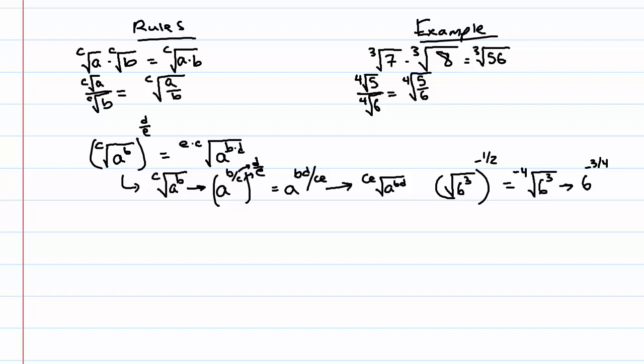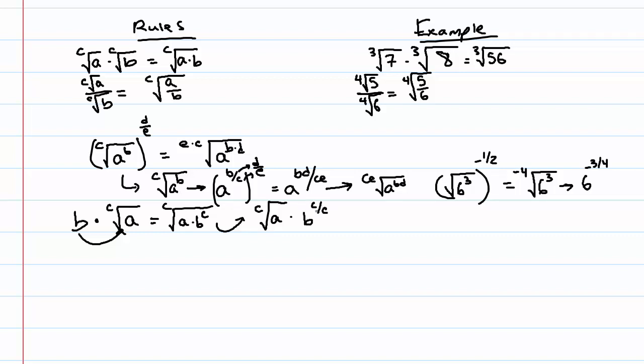Our 4th rule is when we have a number outside and we'd like to bring it inside. Say we have the number B times the cth root of A. We want to bring this number inside, so to compensate, we have the cth root of A times B to that power. And this makes sense because if we rewrite this, this becomes the cth root of A times B to the C over C power. C over C cancels, and we're left with B.